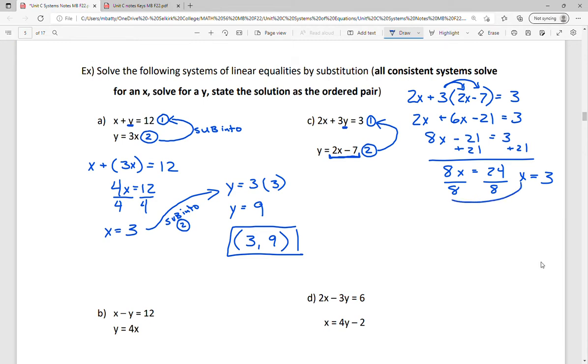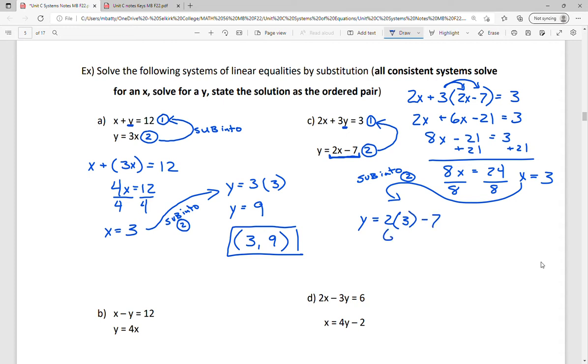I'm now going to take that and sub it into my equation 2. You could take and sub it back into equation 1, but the reason I pick equation 2 is that it was already solved for y. So there's less for me to do. There's less place that I could make a mistake. And again, what I'm doing here is replacing the x with this value that I've just found.